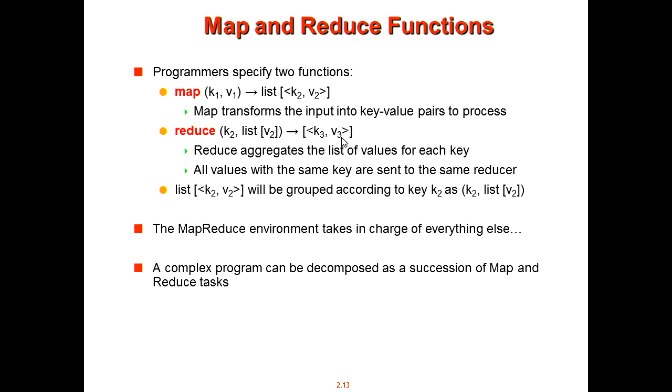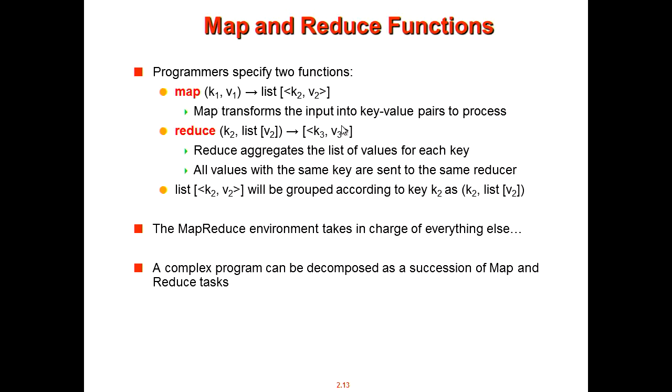So in word count, this is very easy. For a key, a term, and a list of values, a list of local counts, you just do a sum. And the output is a key, the term, and the final global count for this term as a value. So the reduce function aggregates a list of values for each key, and all the values with the same key will be sent to the same reducer for processing. The MapReduce environment will take charge of everything else. Now you only need to focus on map and reduce.